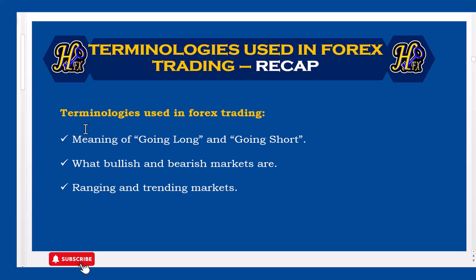So let's move on. Let's look at the recap. The meaning of going long, that is what you learned, and then the meaning of going short. So going long means buy, and then going short means sell. We also looked at what a bullish market and then a bearish market are. So a bullish market is just a market that is going up, and then the bearish market is a market that is going down. And then we also looked at ranging market, where I said a ranging market is the market that does not have a particular direction. Okay, so that is it.